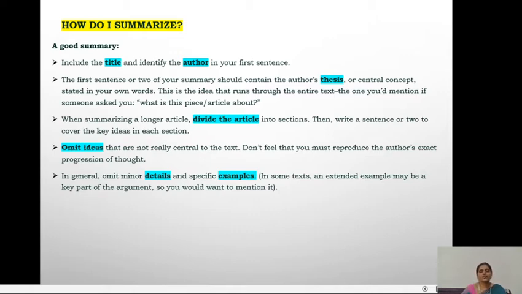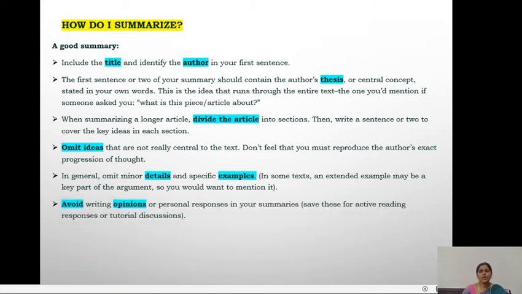In some texts, an extended example may be a key part of the argument, so you would want to mention it. If you feel that example is the base of the whole thing, then you can add it; there is nothing that says you have to omit it. If it is the key element of the argument, keep it in your summary. Avoid writing opinions or personal responses in your summary. As I told you, the summary should be independent. That means you should not include any of your personal opinions or personal responses.